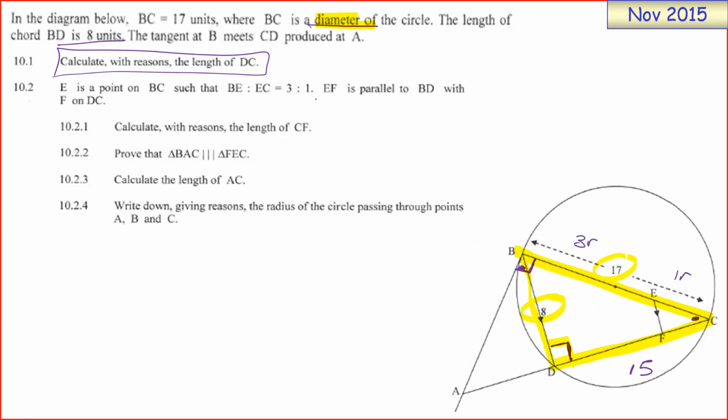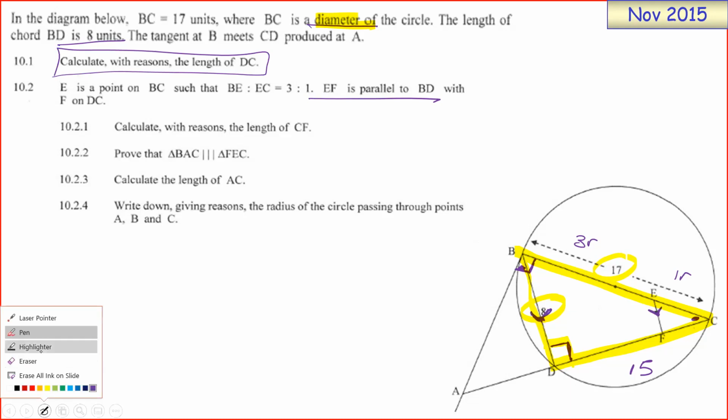And then they tell us that EF is parallel. As soon as they tell you parallel lines, can you see the triangle? You see the yellow triangle and you see parallel lines. What theorem is coming to your brain immediately?